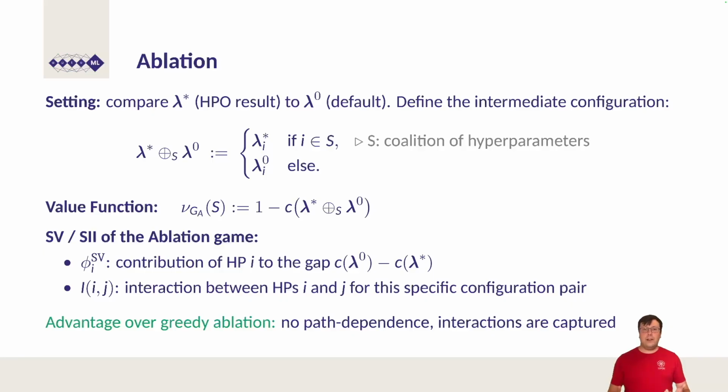Applying the Shapley value, each hyperparameter's attribution is its contribution to closing the performance gap between the default and the incumbent. And the interaction index quantifies pairwise interactions for this specific configuration pair. The advantage over greedy ablation is decisive. No path dependence, and interactions are captured exactly rather than absorbed into whichever coordinate is flipped last.